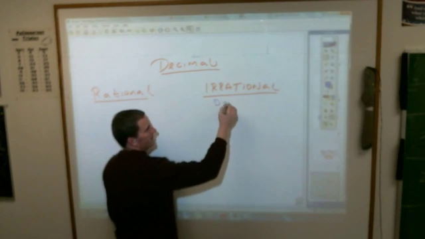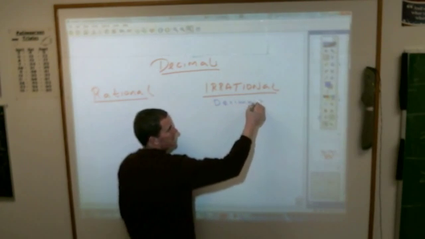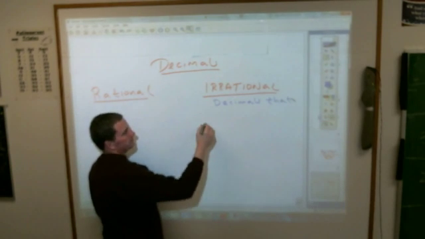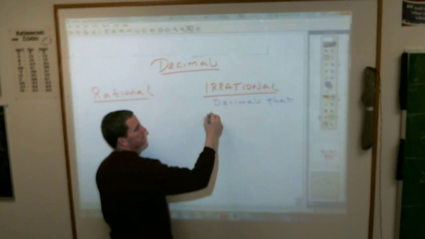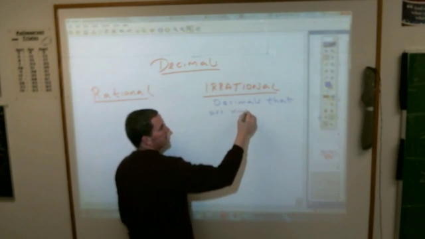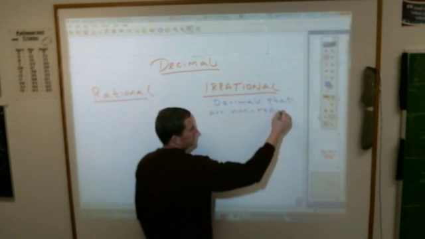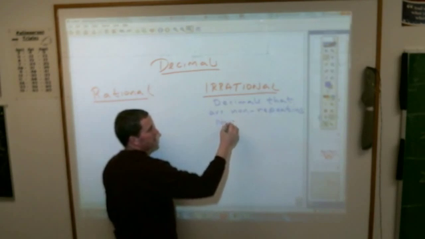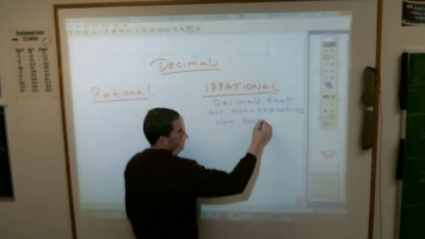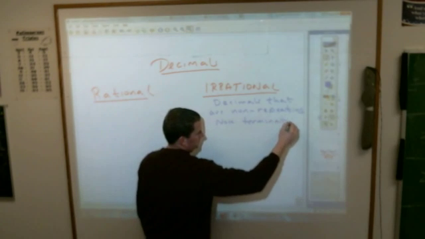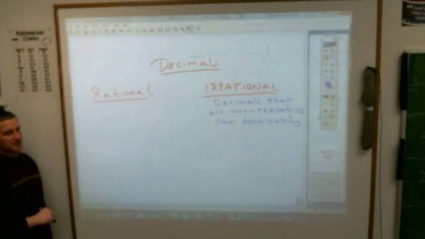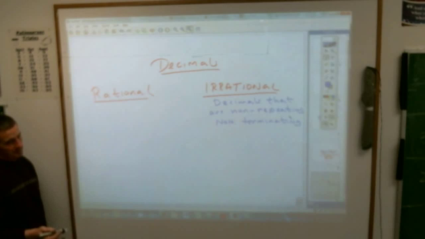Irrational numbers are decimals that are non-repeating and non-terminating. Okay. A decimal that does not repeat and does not end.